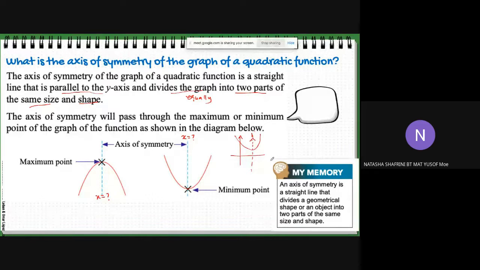Okay, an axis of symmetry is straight line that divides a geometrical shape of an object into two parts of the same size and shape. Ni pun dah belajar dalam maths, dah belajar dalam pendidikan seni dulu. Kalau nak cari simetri tu maksudnya kita lipat dua sama besar kan.